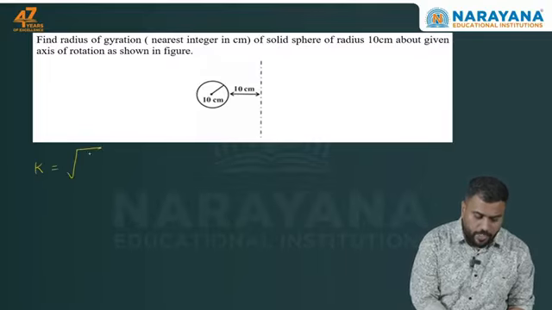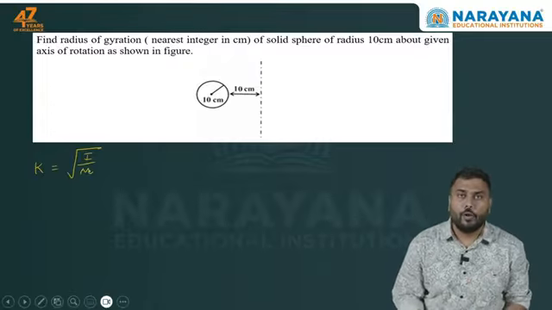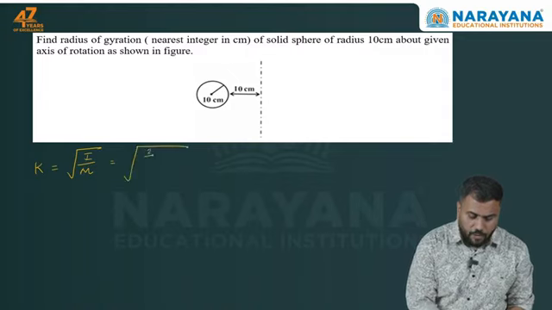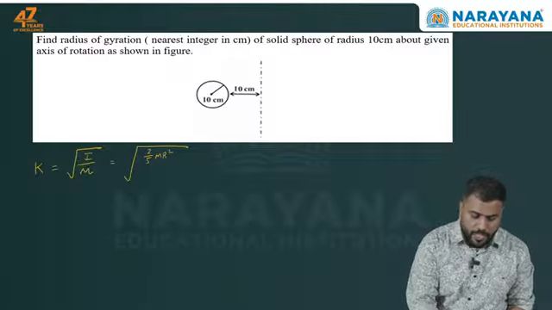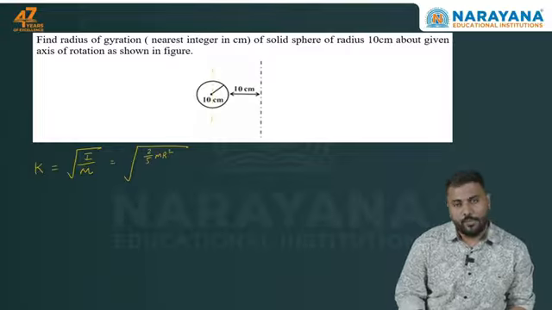It should be given by root over I by m, where I is the moment of inertia of the sphere about the given axis. The solid sphere's moment of inertia about its own axis is given by 2 by 5 m r square. If the axis is passing through the center of the sphere, the moment of inertia should be given by 2 by 5 m r square.